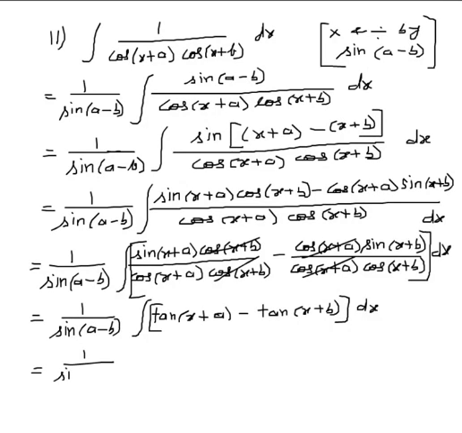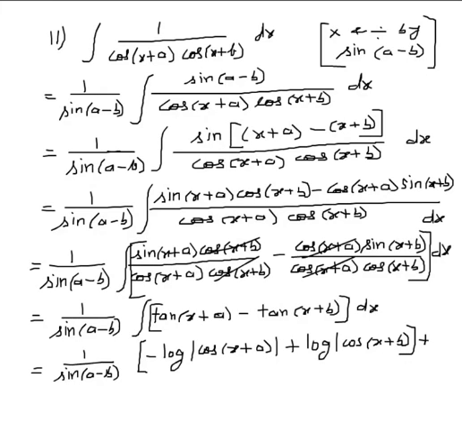1 divided by sin of (a minus b) is equal to integral of tan is minus log of absolute value of cos x, or you may write the answer in terms of secant. It will be plus log of absolute value of secant x. So here it is minus log of cos of (x plus a), minus of minus will become plus log of absolute value of cos of (x plus b) plus c.